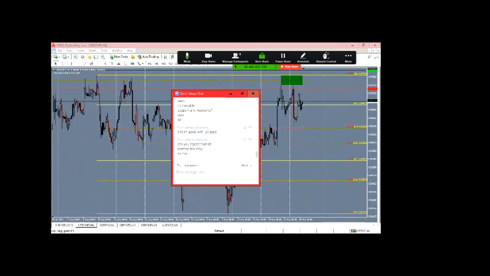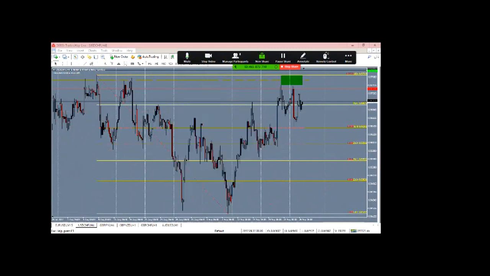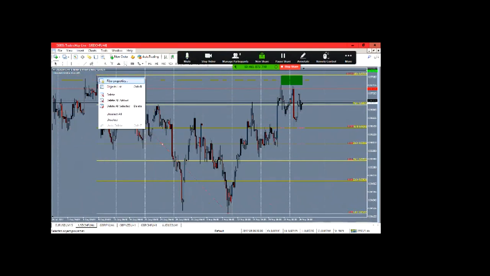My question is, when I place these fibs, will it automatically appear with the green, or is that the attachment that you use?